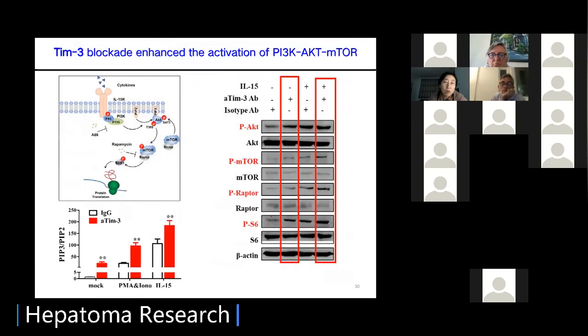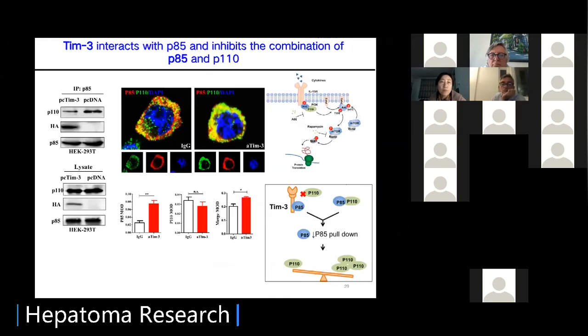So with multiple assays, we finally can see that TIM3 can interact with P85 and inhibits the combination of P85 with P110.